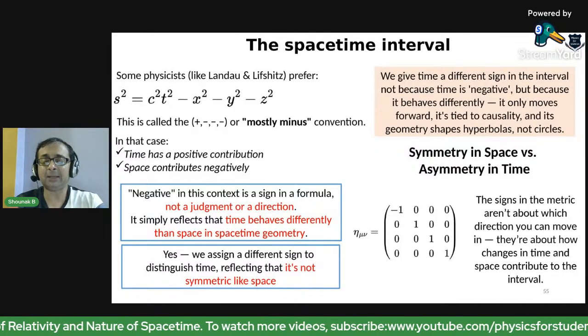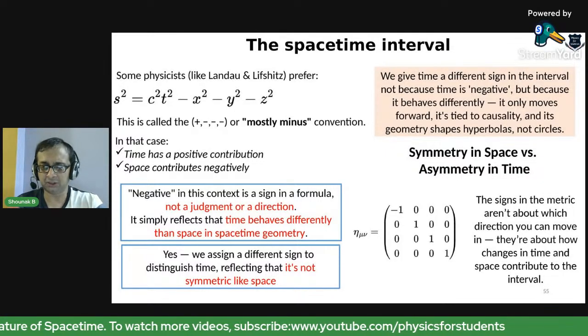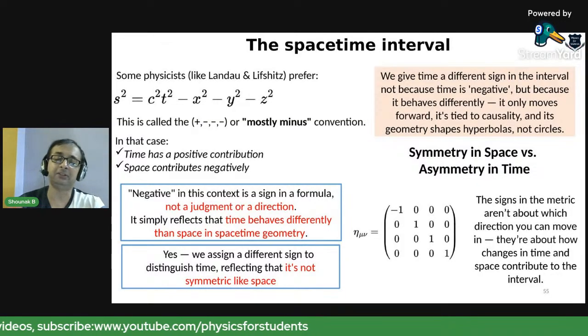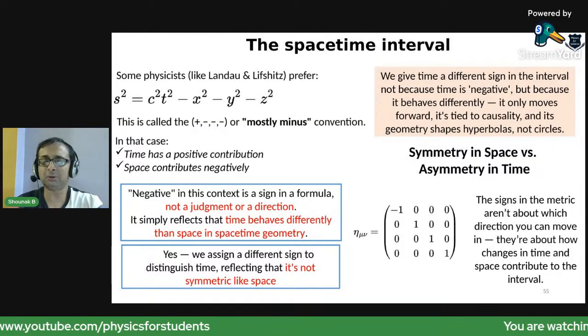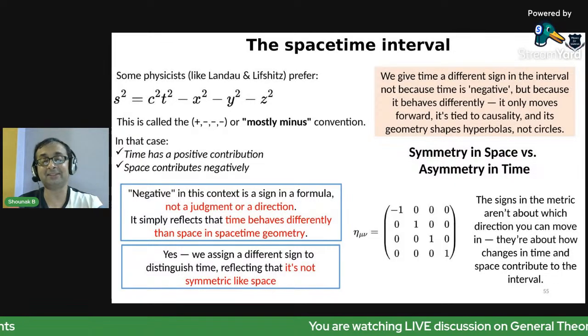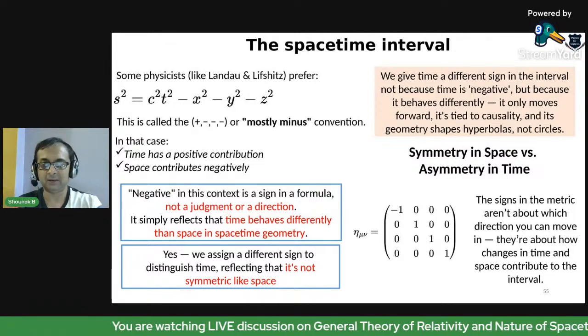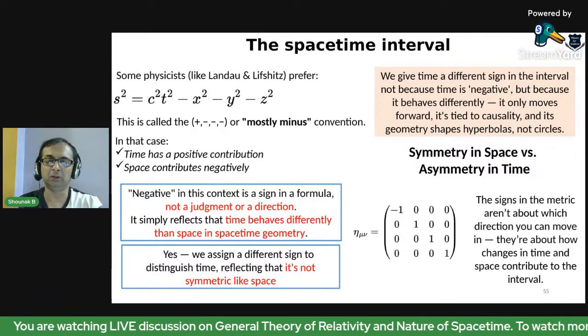So we give time a different kind of signature in the interval, not because time is negative, but because it behaves differently. We want to denote symmetry in space versus asymmetry in time. Symmetry in space, that we can move up, down, left, right, but in time we can only and only move forward.